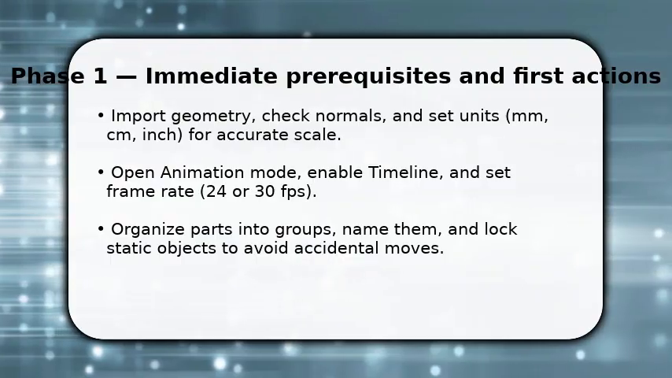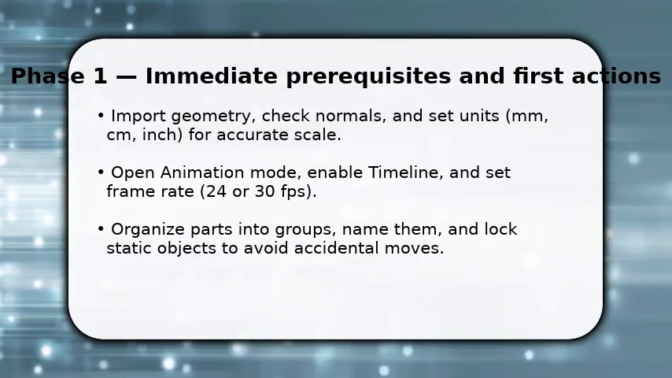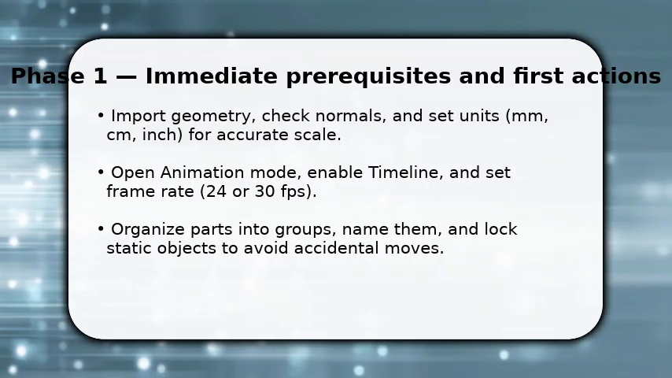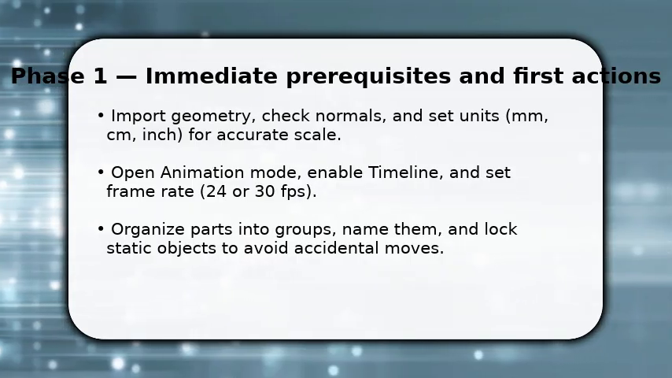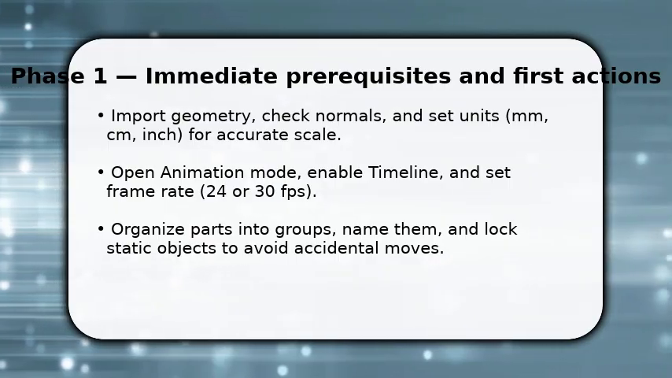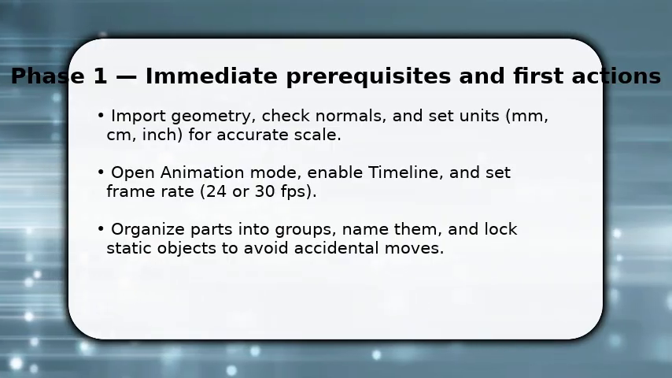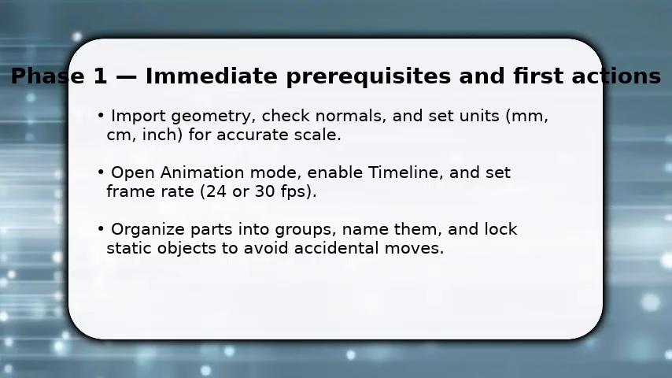You start by cleaning the scene, import your model, confirm units, and fix any flipped normals so lighting behaves predictably. Then switch to animation mode and enable the timeline. This gives you control over keyframes and timing. Make sure to set the frame rate, 24 for film, 30 for general video, because it affects motion smoothness.